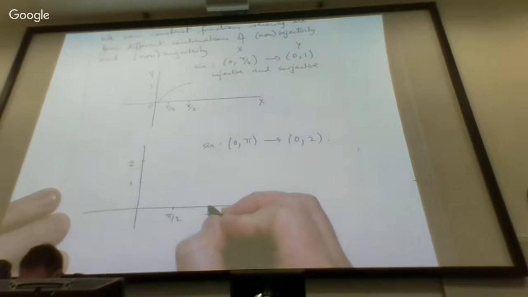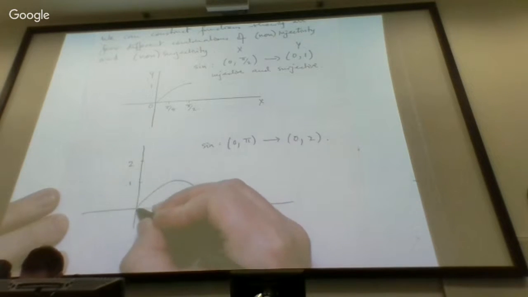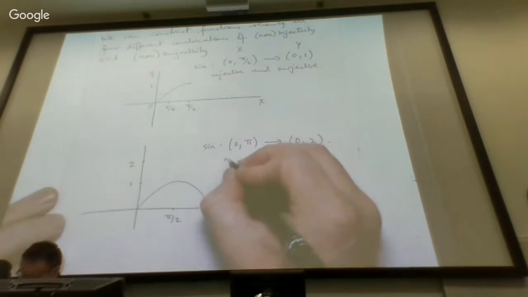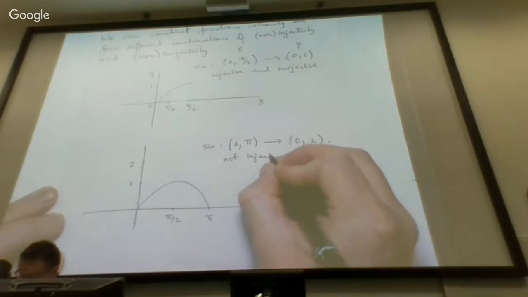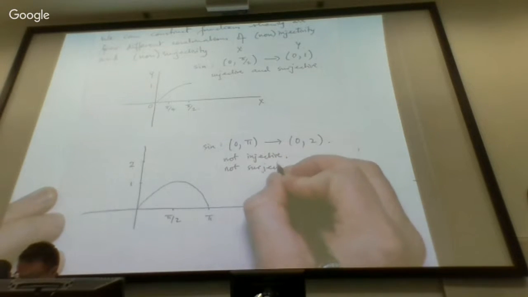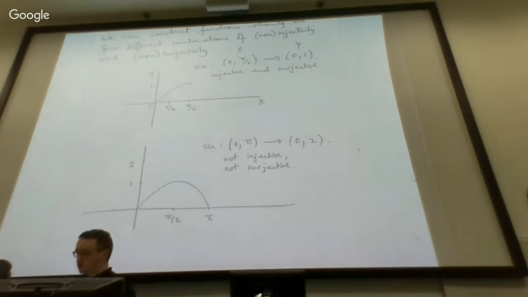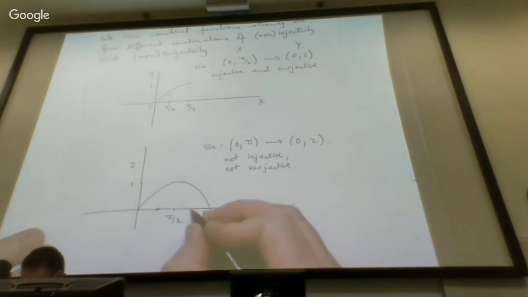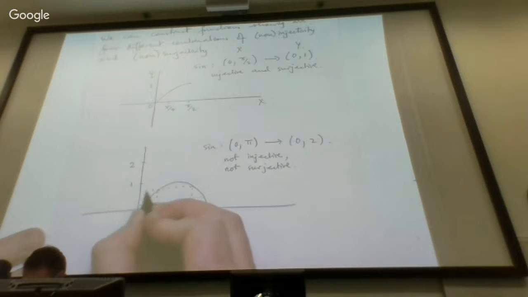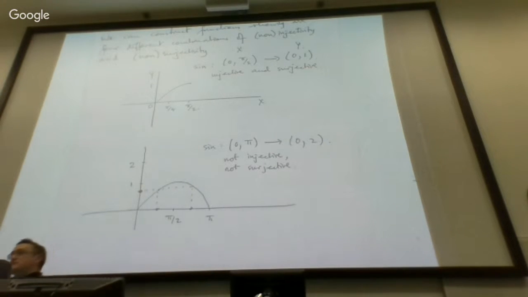Now, the sine function very roughly looks like this. Now this is not injective, nor is it surjective. It's neither. It's not injective because of examples like this. So here's two different angles, but you see they both take the same value under this sine function. Two different angles there having the same sine value.